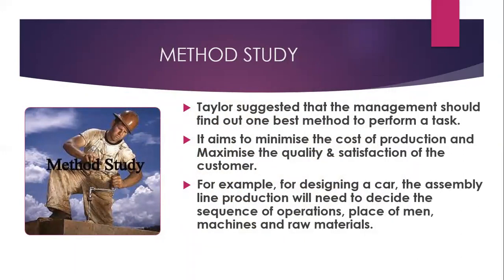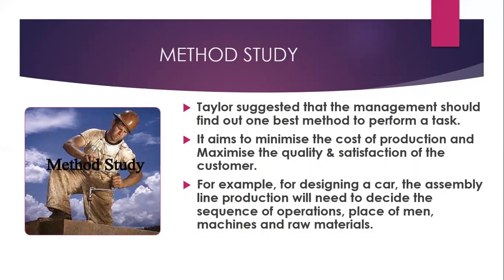As we studied in one of the principles, that is science, not rule of thumb. So what does it mean? One best method of doing things. So Taylor suggested that management should find out one best method to perform a task. Its aim is to minimize the cost of production and maximize the quality and satisfaction of the customer.